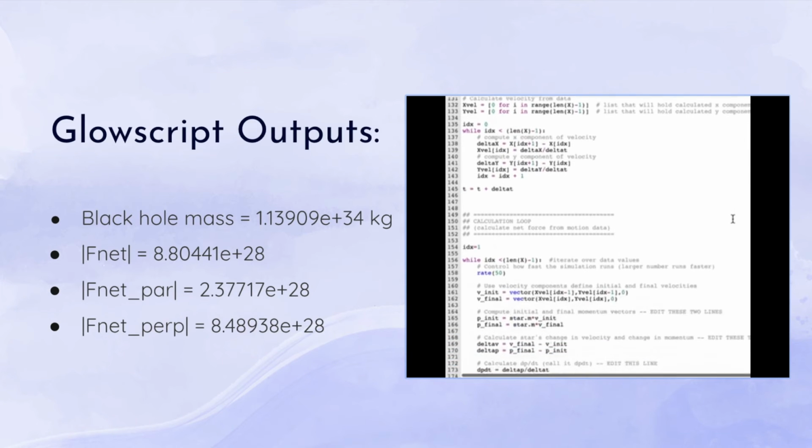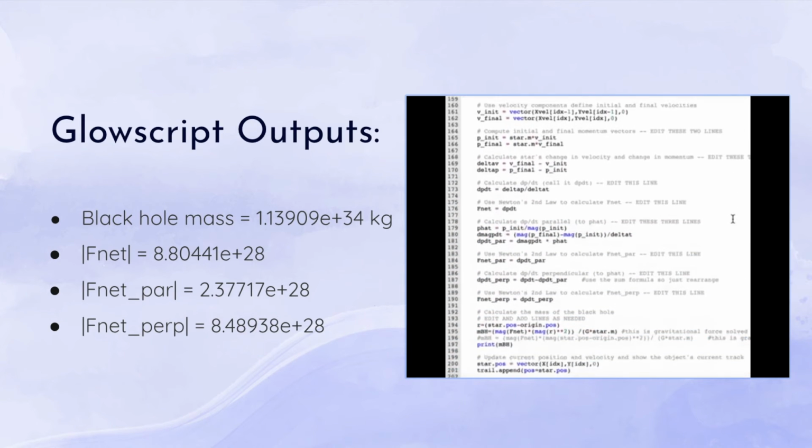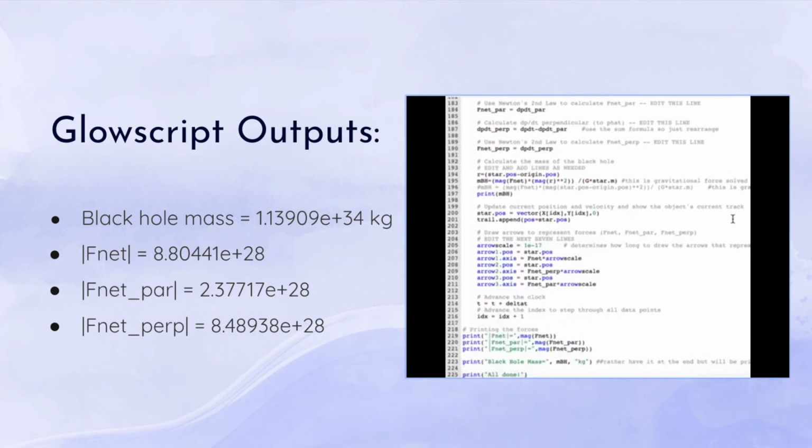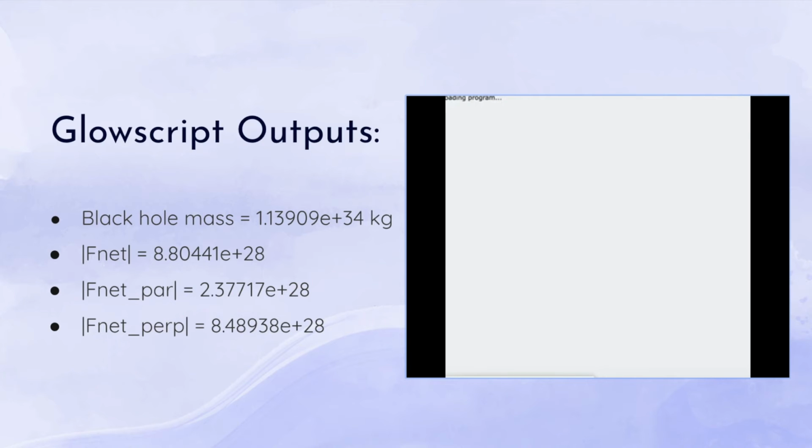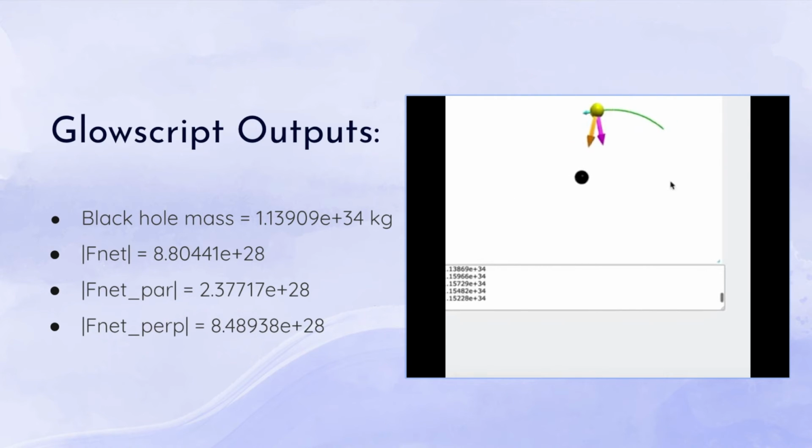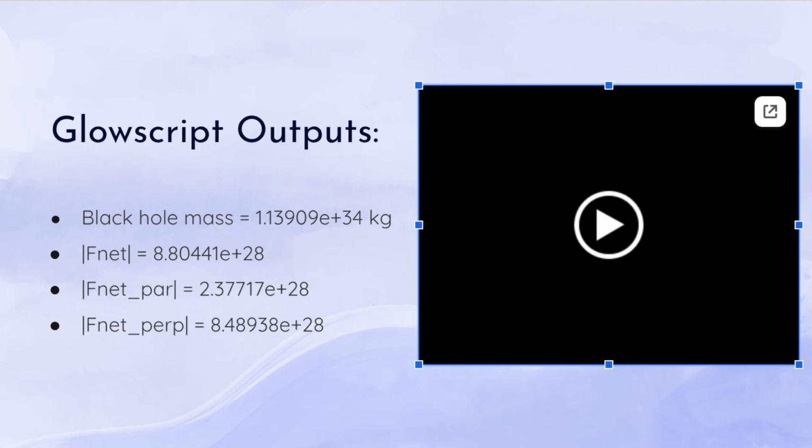This slide shows my edited code and the GlowScript output. The average mass of the black hole is about 1.13909 times 10 to the 34th kilograms. The magnitude of the net force acting on the star is 8.80441 times 10 to the 28th power. The magnitude of the net force parallel that is acting on the star is 2.37717 times 10 to the 28th power, and the magnitude of the net force perpendicular that is acting on the star is 8.48938 times 10 to the 28th power.